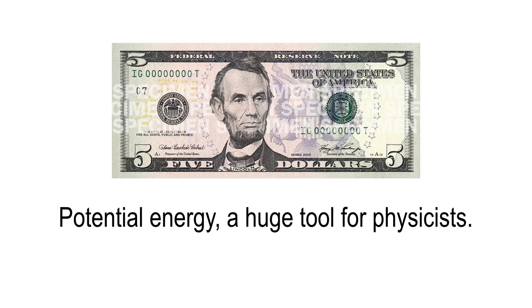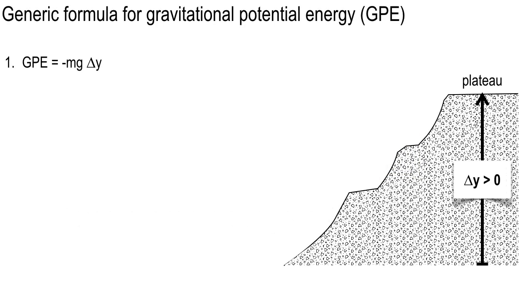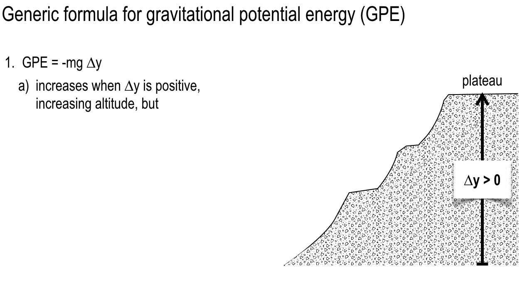So as I mentioned, potential energy is an enormous tool for physicists, chemists too, and geologists. Let's go through another look at it, and this time we're going to actually apply it to the space shuttle. So we know GPE equals minus mg delta y. From sea level up to the plateau, delta y is positive. And so the GPE, by this formula, is positive or increases when delta y is positive. You're increasing altitude.